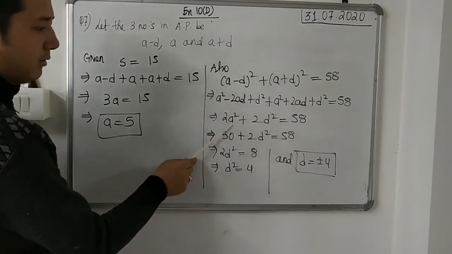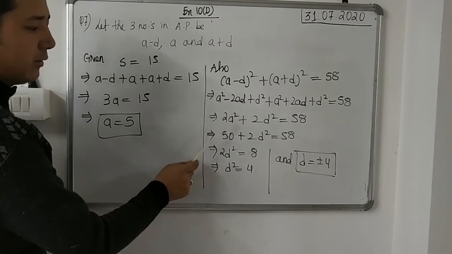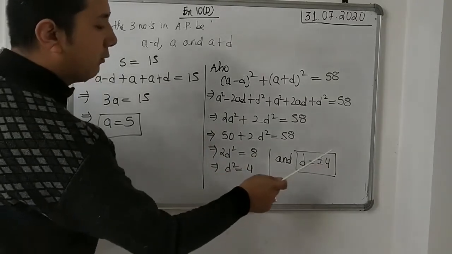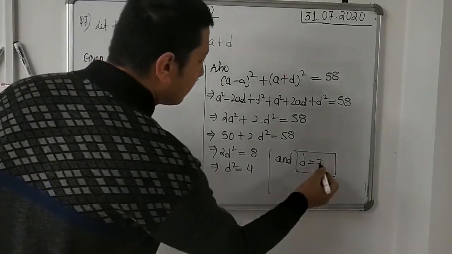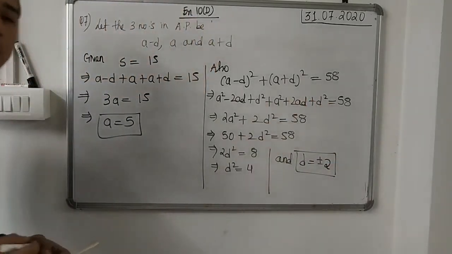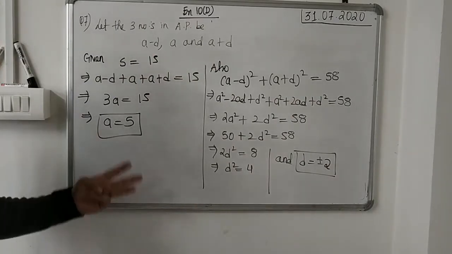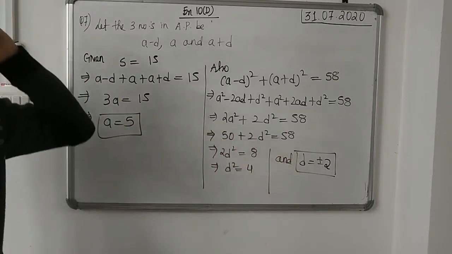You know what to do, put the value of a as 5. So 5 fives are 25, 25 into 2 is 50, plus 2d square. Hence d square equals 4, so d equals plus or minus 2. Very simple calculation. Again, I'll be getting 2 APs, one when d equals plus 2, second when d equals minus 2.